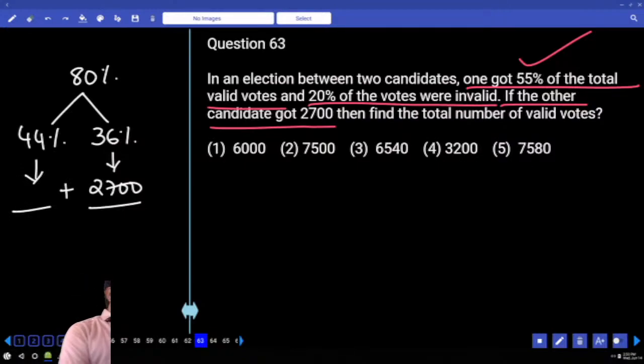Understood? And in finding this value, I don't even go for complicated calculation. 44 and 36, what is the ratio between these two? 11 and then 9. So 9 parts is equal to 2700. 9 3 times 00, right? If it is 11 is to 9, what is the sum?